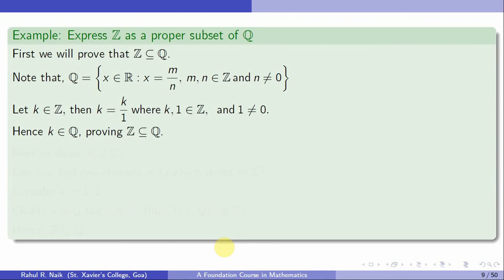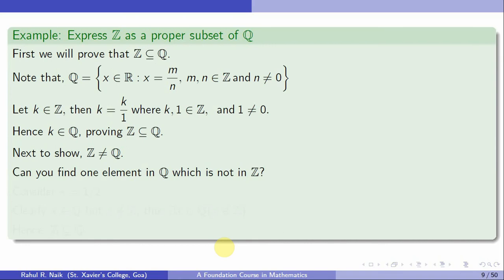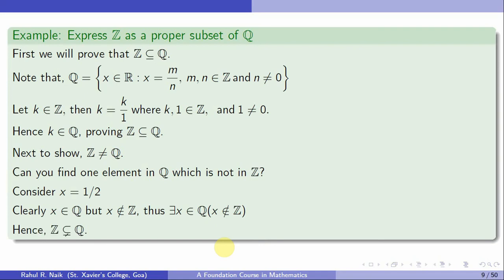Now you need to show that Z is a proper subset of Q. That means, whenever there is the term "there exists", you should be able to produce an element in Q which is not in Z. And there are in fact so many elements in Q which are not in Z. You just take one element: half, 1 by 3, 1 by 4, any element. Can you find one element in Q which is not in Z? Yes, x equal to 1 by 2. x is in Q but x is not in Z.